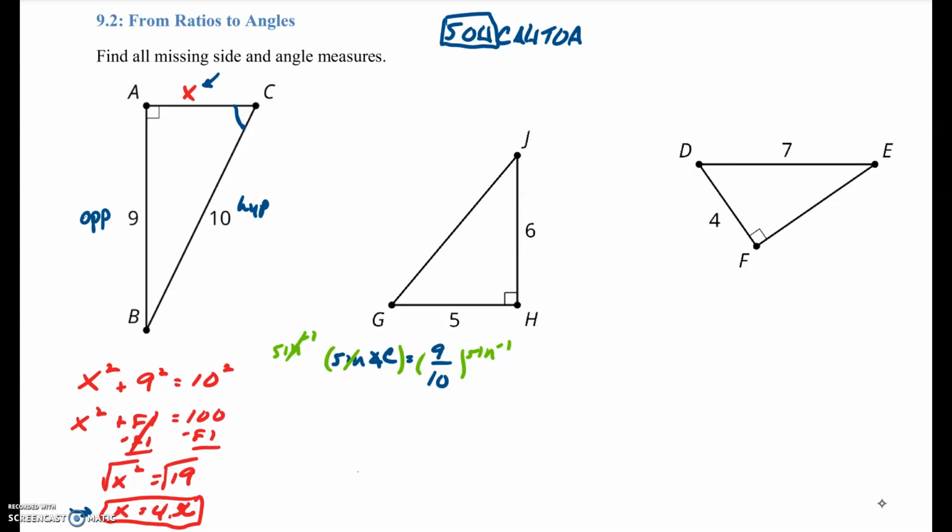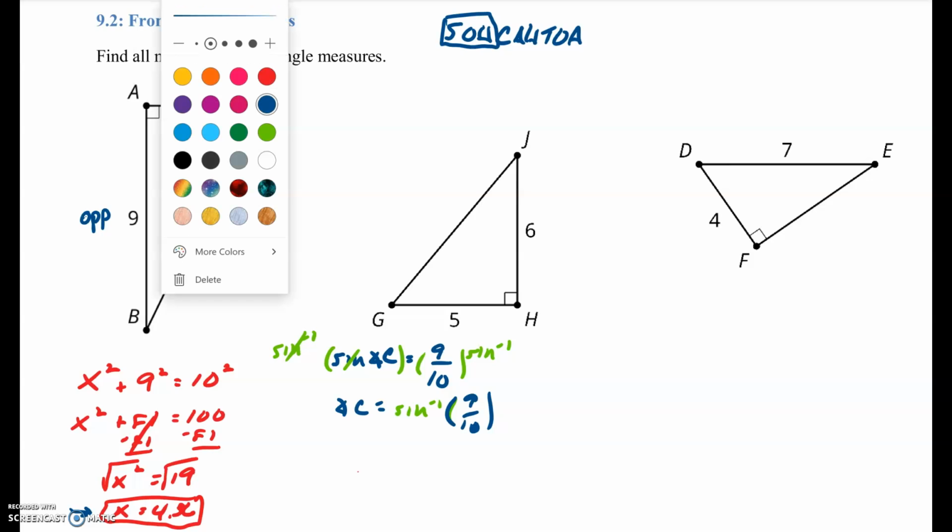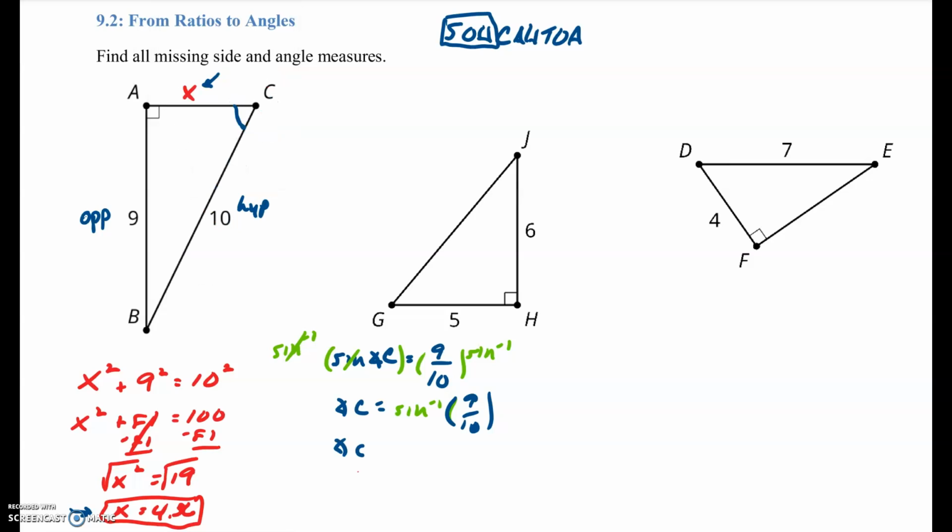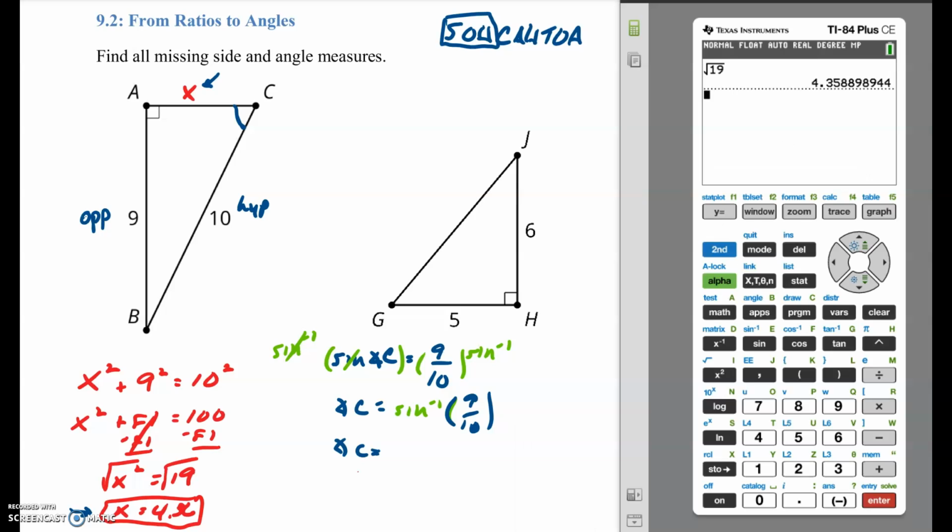And look what happens when those two cancel. I'm just left with the measure of angle C all by itself. And the measure of angle C then is going to be equal to whatever the arcsine of 9 over 10 is. Okay, so now I can just use my calculator to figure out what is the measure of angle C. So angle C is going to be equal to whatever the arcsine of 9 over 10 is.